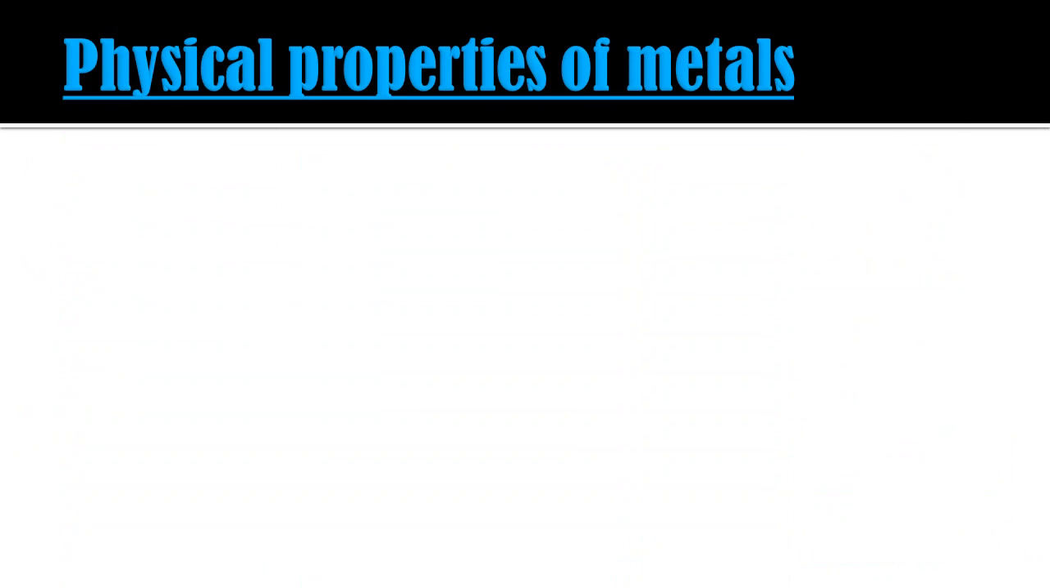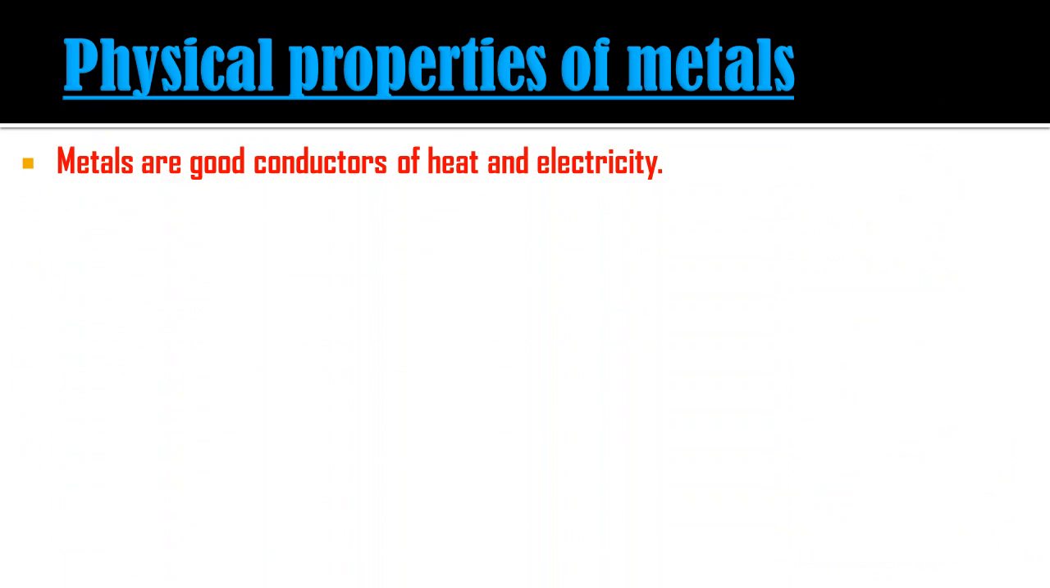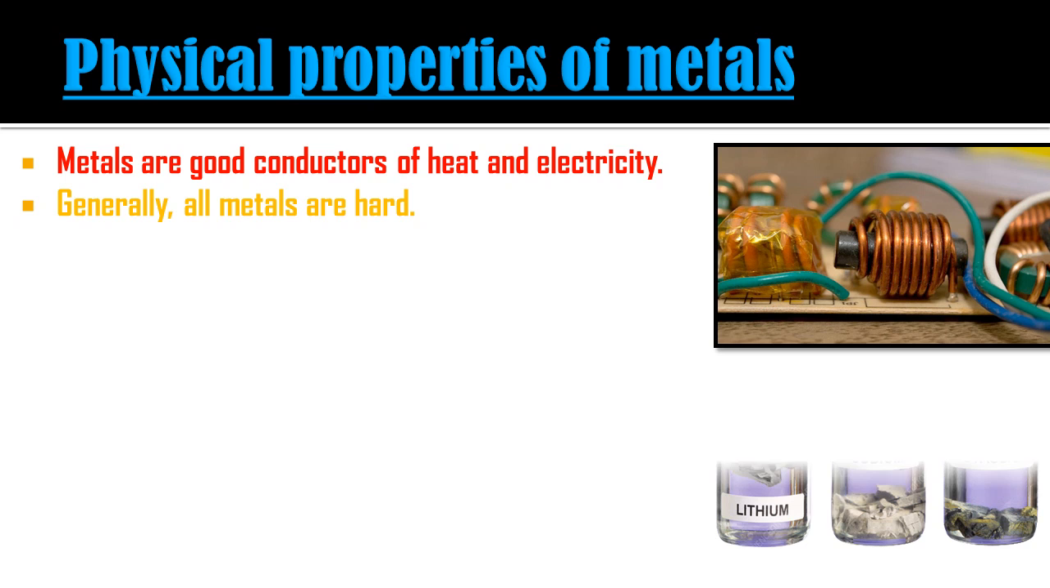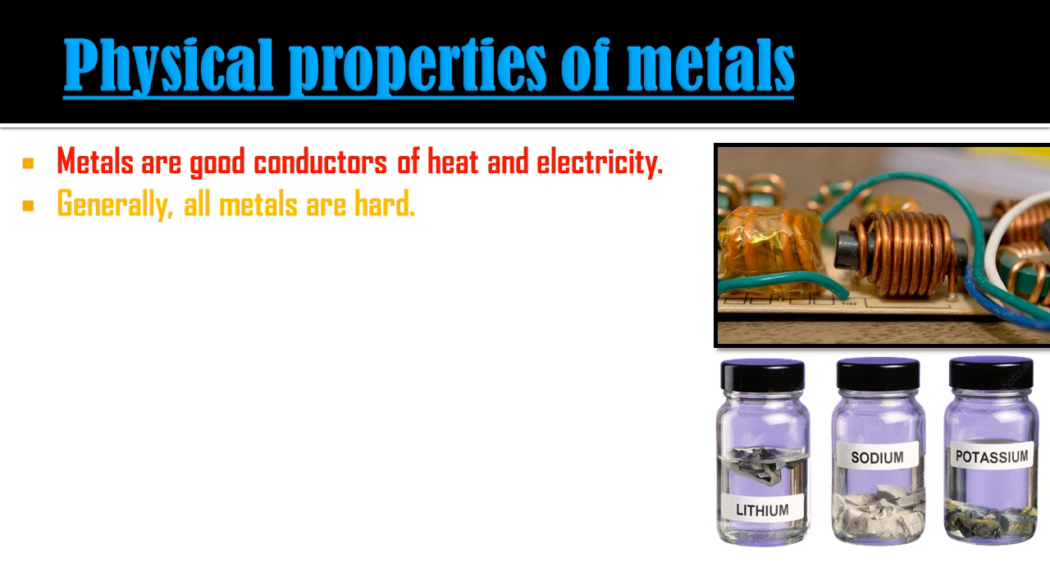Similarly, all metals are good conductors of heat and electricity, and generally all metals are hard. However, the alkali metals from group 1 such as lithium, sodium and potassium are exceptions, and these metals can be cut with a knife as they are very soft. So all the metals are hard, exceptions are lithium, sodium and potassium as these are very soft.